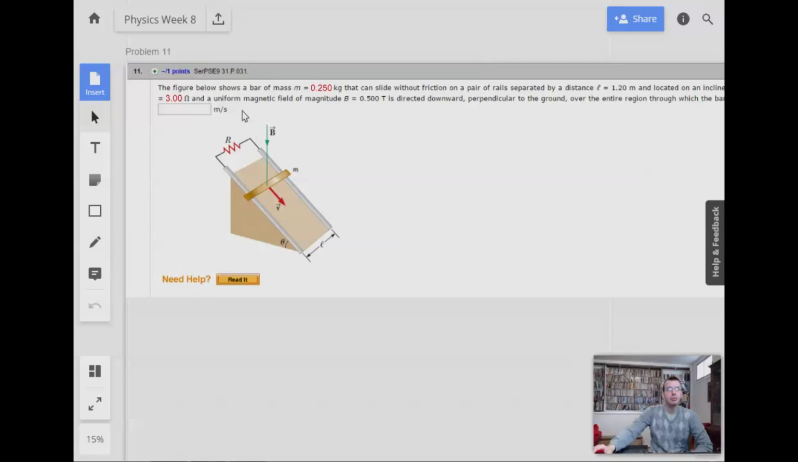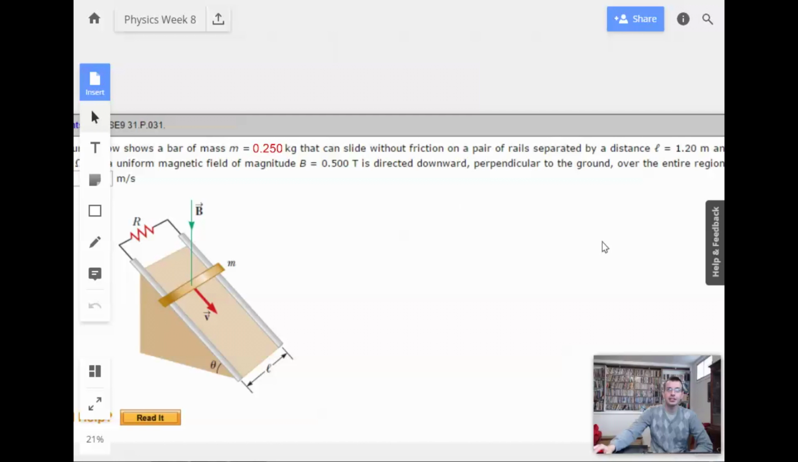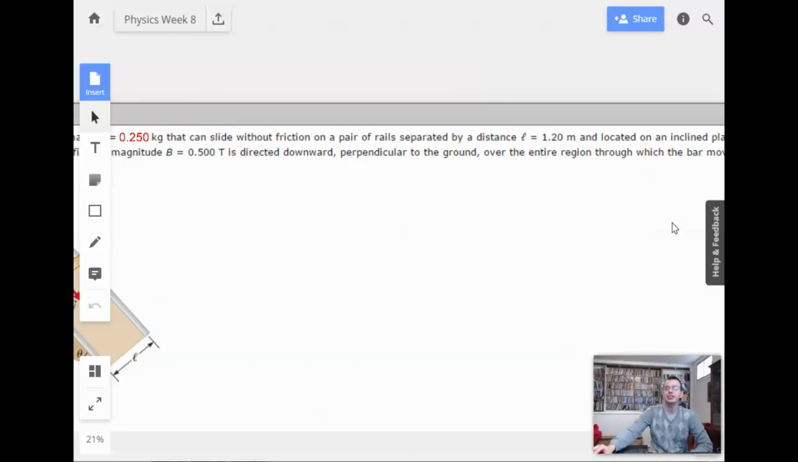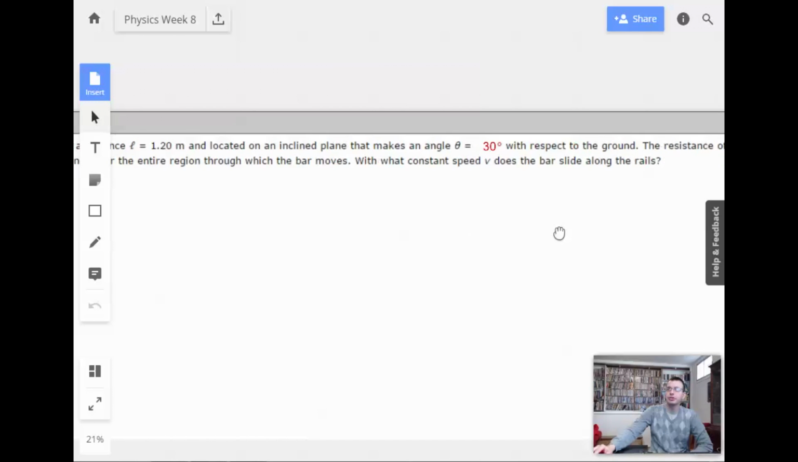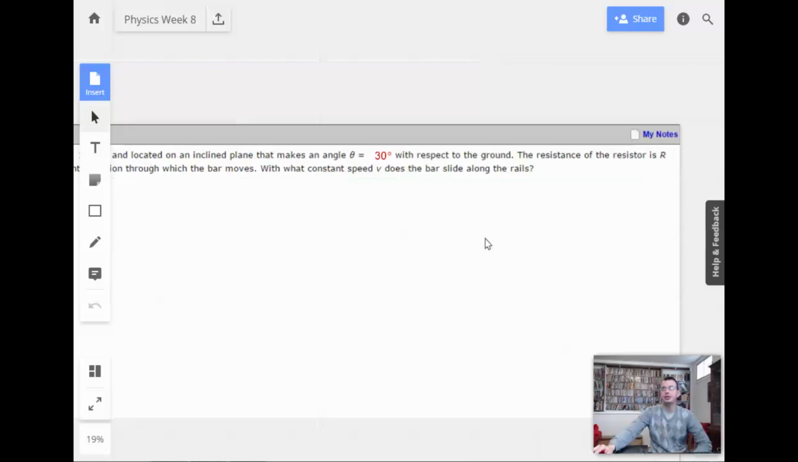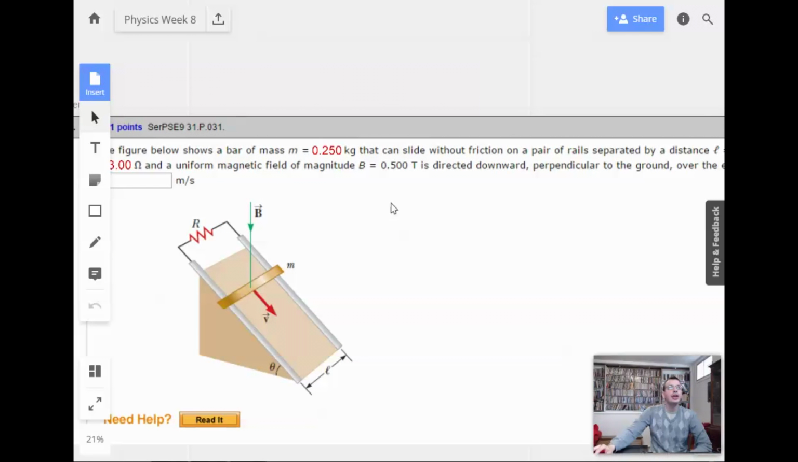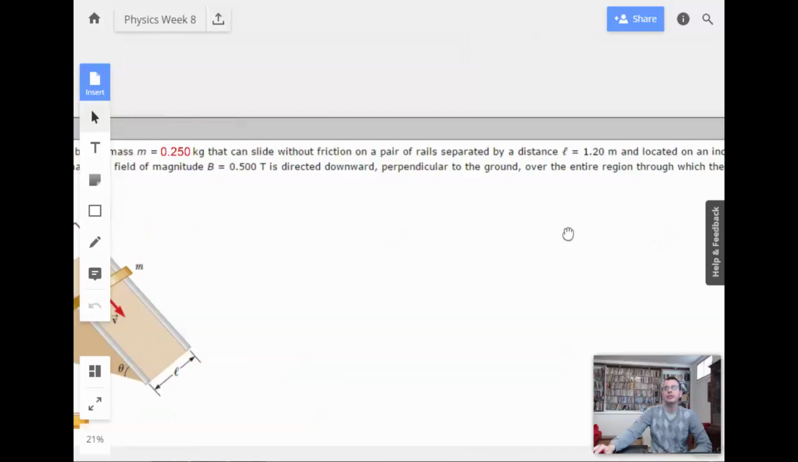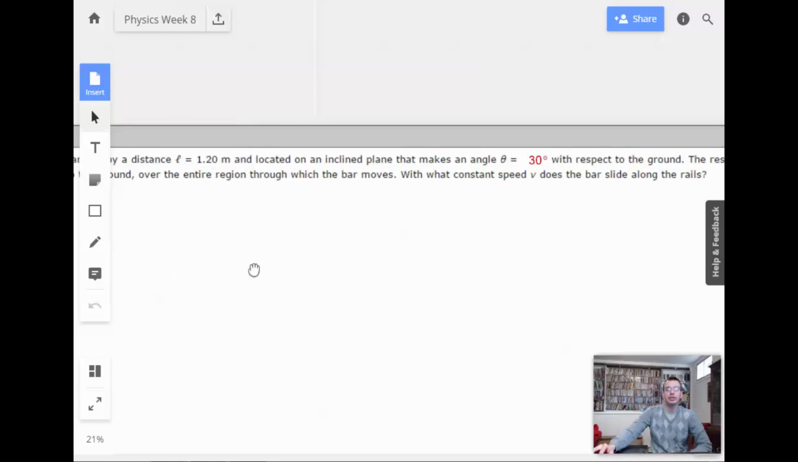Week 8, problem 11. The figure shows a bar of mass 0.25 kilograms that can slide without friction on a pair of rails separated by a distance of 1.2 meters and located on an inclined plane that makes an angle of 30 degrees with respect to the ground. The resistance of the resistor is R, which is 3 ohms. A uniform magnetic field of magnitude 0.5 teslas is directed downward, perpendicular to the ground, over the entire region through which the bar moves. With what constant speed v does the bar slide along the rails?